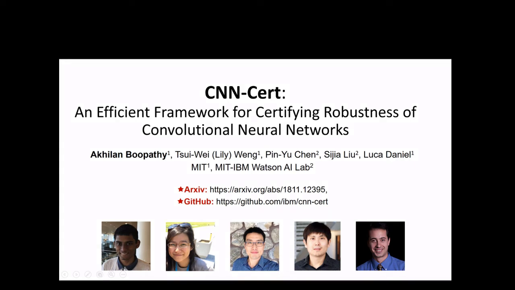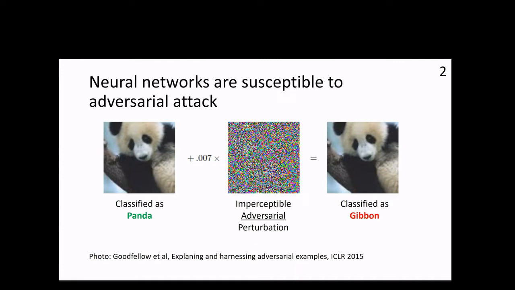This video will describe CNN-Cert, an efficient framework for certifying robustness of convolutional neural networks. Neural networks have become increasingly popular for a variety of tasks, most notably classification.